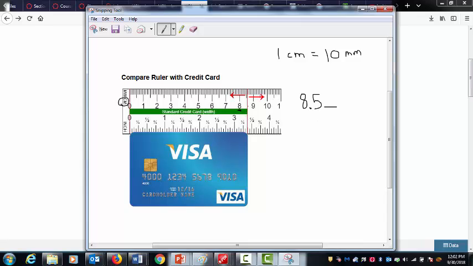And I look at where this credit card ends, and it looks like it's a little bit closer to the 6, to the 0.6 than the 0.5. So I'm going to say that's 8.57 centimeters.